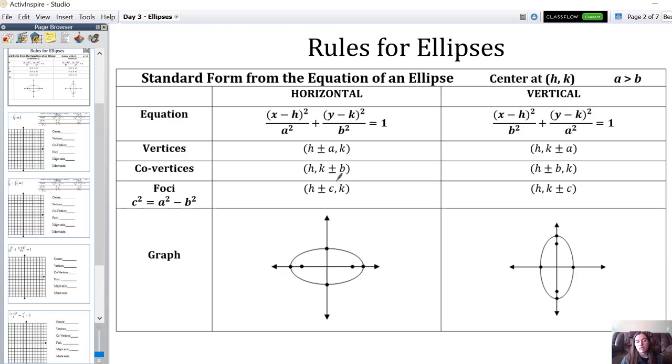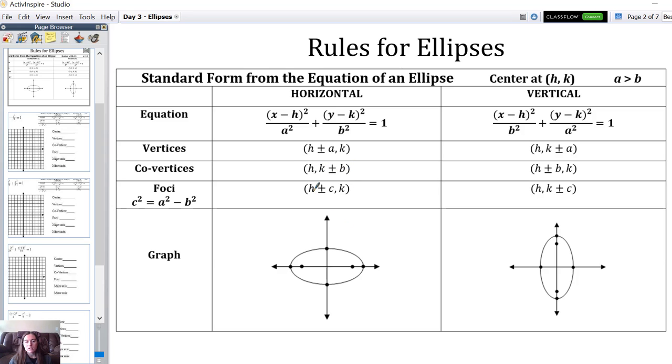There are vertices of an ellipse, which are the 2 points on the ellipse that are the farthest apart from each other. And those points, those vertices, are at (h plus a, k) and (h minus a, k). Then there are co-vertices, which are the two closest to each other that are across from the ellipse. And that's at (h, k plus b) and (h, k minus b).